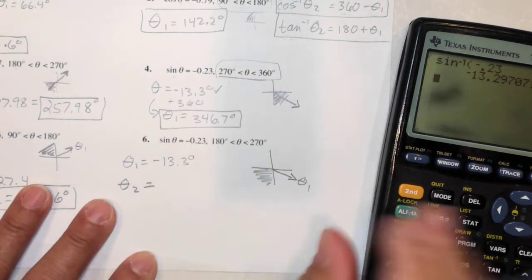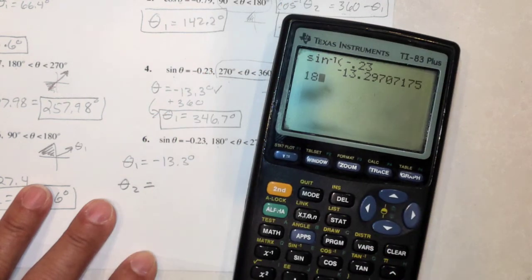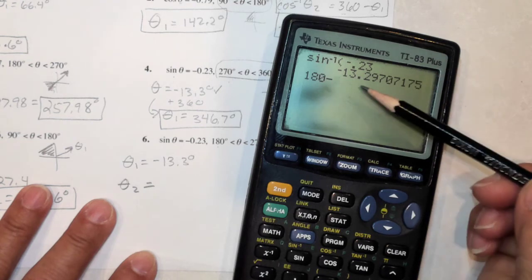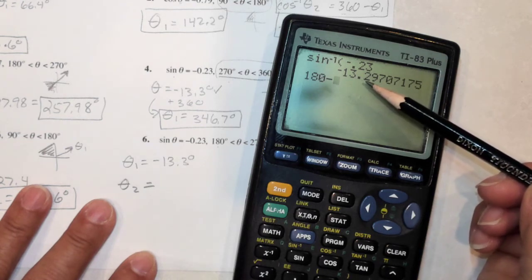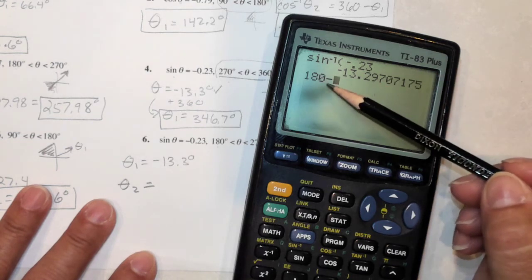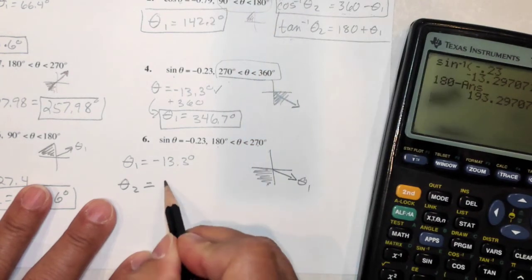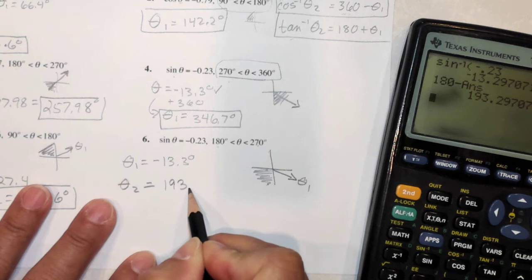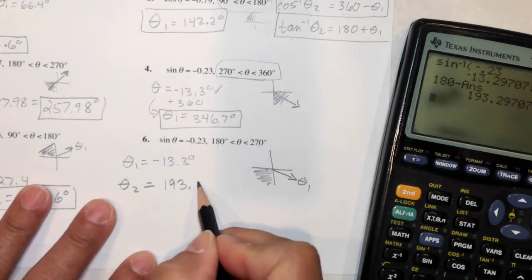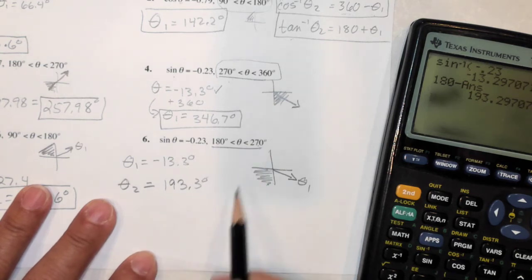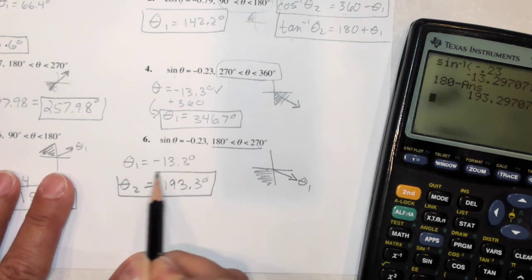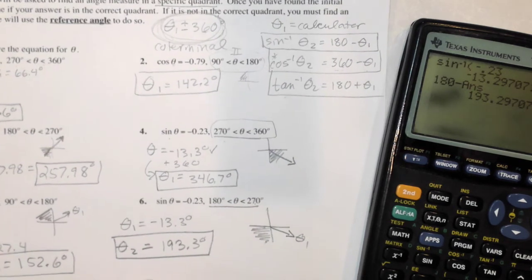I have to go for my alternative second option. Looking at sine inverse, I need to do 180 minus what I got, even though that's a negative. So they'll end up adding, because I'm going to be taking 180 minus negative 13.3. Then my second option is 193.3 degrees, which falls in the category that I'm looking for. So it's gotten me into that proper range.